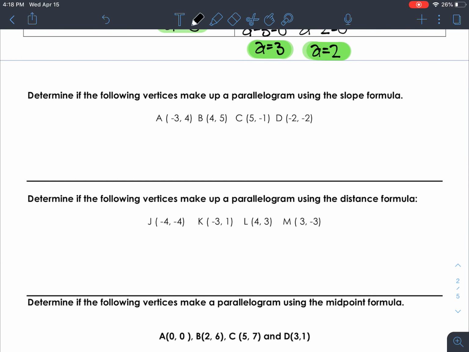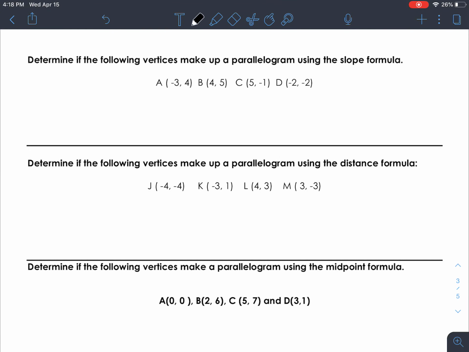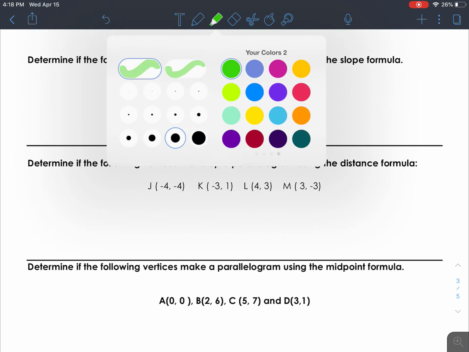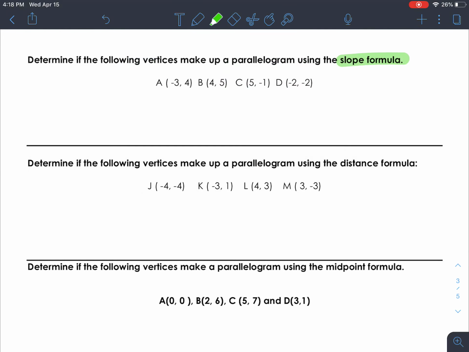Okay, guys. So in these next three questions, what we are going to be doing is trying to determine if these vertices make a parallelogram. And if you notice, I'm asking you to do it three different ways. One of them is using the slope formula, one of them is using the distance formula, and the other one's using the midpoint formula, okay?